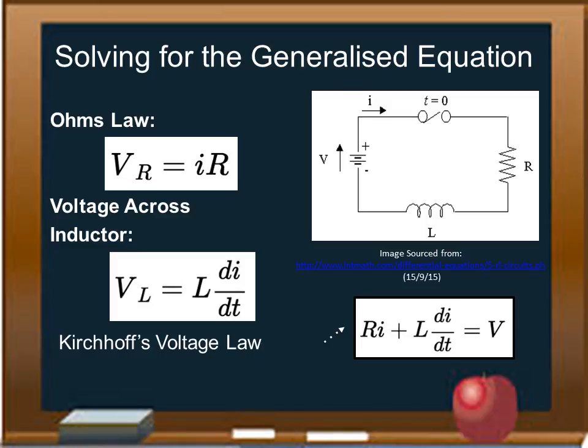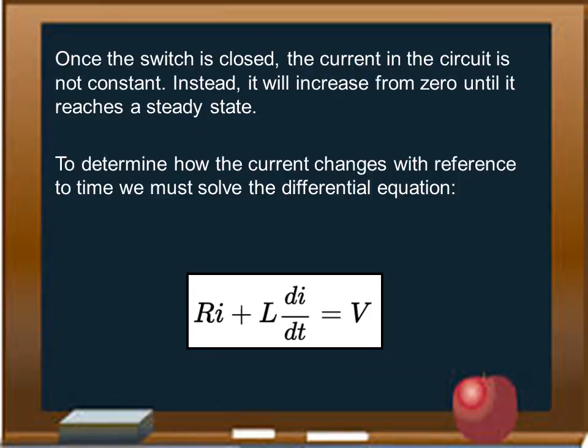Ohm's law states that V equals IR, and the voltage across the inductor is V equals L di/dt. Kirchhoff's voltage law states that the algebraic sum of the voltage drops around a closed loop is 0. Hence we can say that Ri plus L di/dt equals V. Once the switch is closed, the current in the circuit is not constant. Instead, it will increase from 0 until it reaches a steady state.